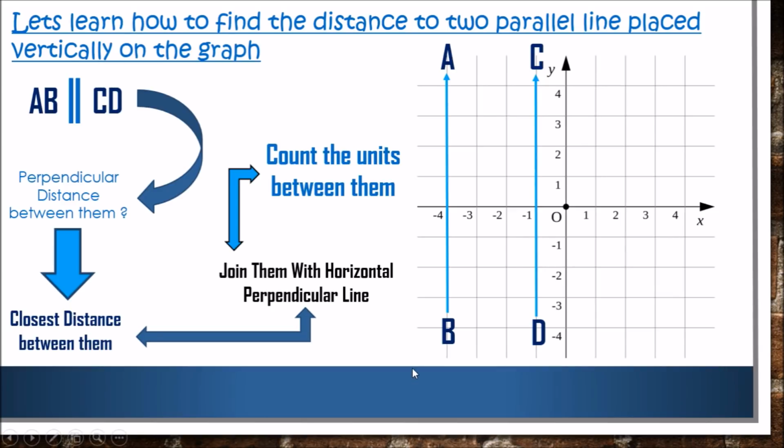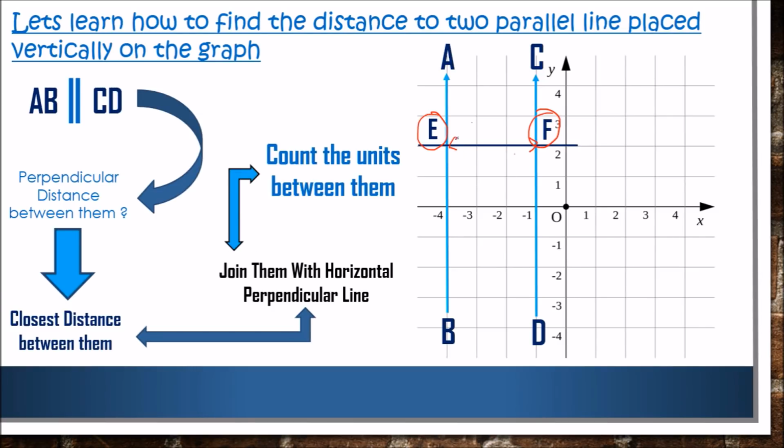So let's join the lines AB and CD with help of a horizontal perpendicular line, which is our line EF. And we can tell that line EF is perpendicular to these two parallel lines AB and CD because line EF is actually intersecting both these parallel lines at a 90-degree angle. That's how we can tell that line EF is actually a perpendicular line to the parallel lines AB and CD. And this line also gives us a line segment joining these two parallel lines, and our line segment is EF. So what is the length of the line segment EF? The length of line segment EF will be the perpendicular distance between these two parallel lines.